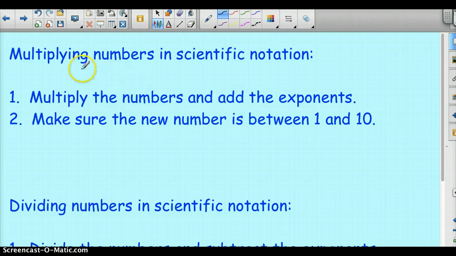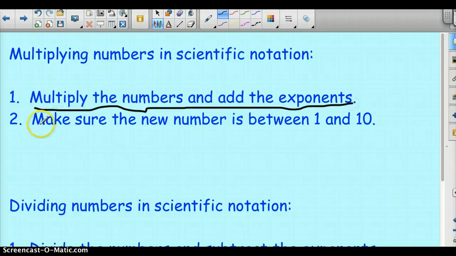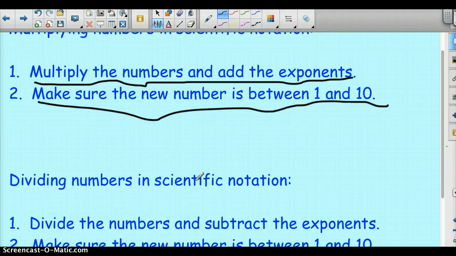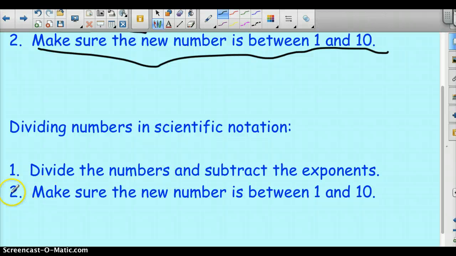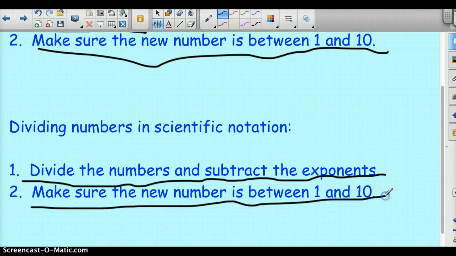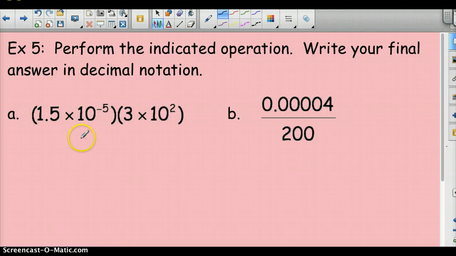Easy stuff. Multiplying and dividing numbers in scientific notation is very simple if you follow two steps to each one. First off, to multiply numbers in scientific notation, make sure they're written in scientific notation, and then multiply the numbers first and add the exponents. When you're done, make sure the new number is between 1 and 10, because all scientific notation has to have a base between 1 and 10. If you were dividing, you would divide the numbers and then subtract the exponents, because we always subtract exponents with division. We would then make sure the base of the new number is between 1 and 10.